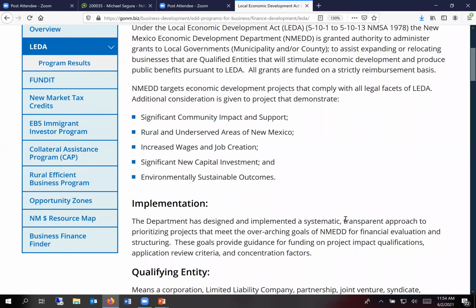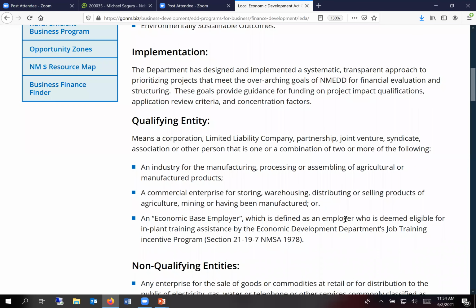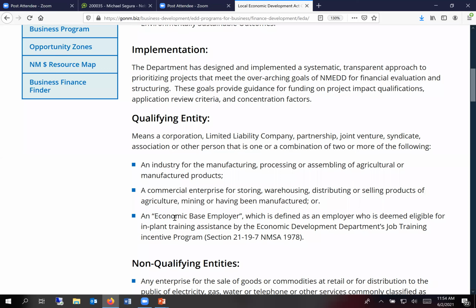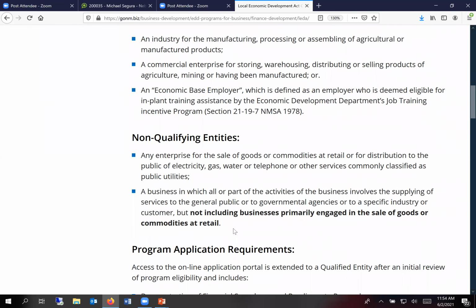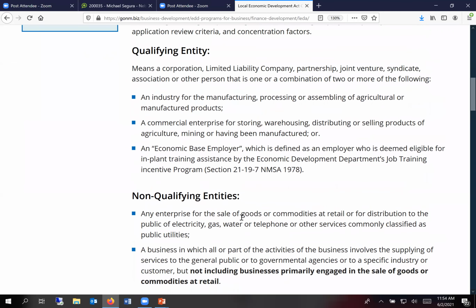And you have to meet some factors. It's usually the same factors as JTIP. They want green industries, agricultural manufactured products, or economic-based employers, you see there. And then it gives you some non-qualifying entities. But they will consider retail establishments and restaurants, maybe in rural areas of New Mexico. So keep that in mind.